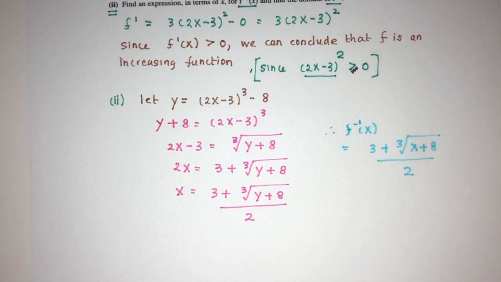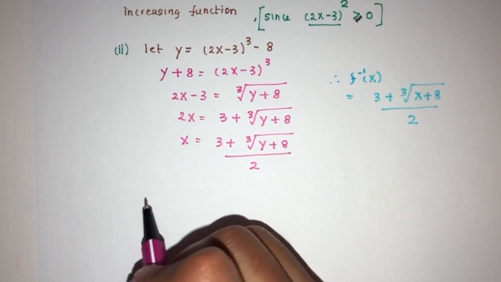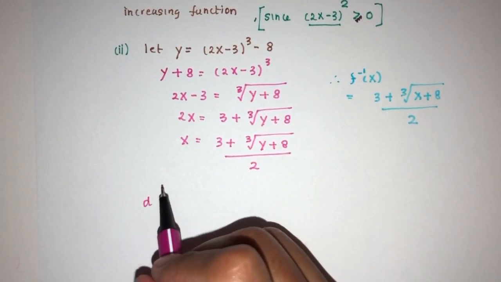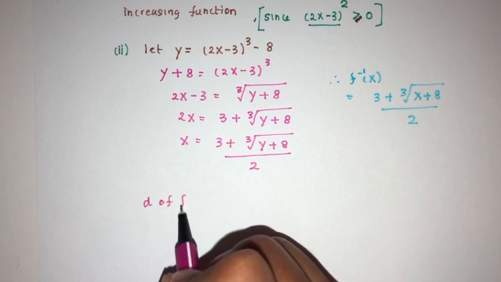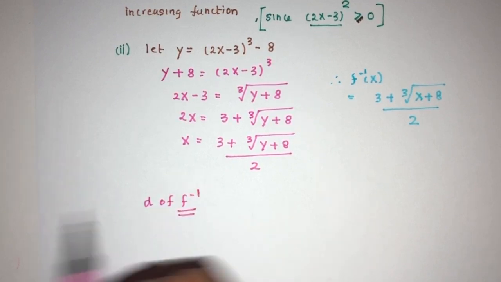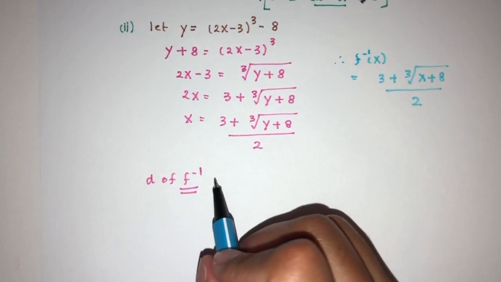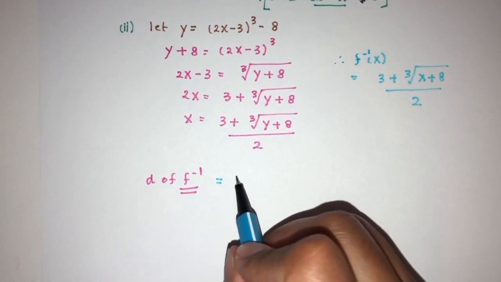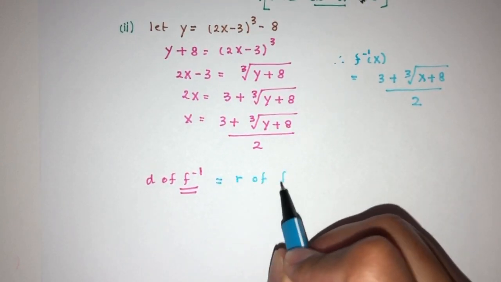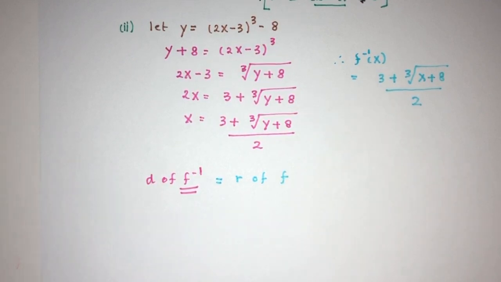Part 2, we have to find next the domain of f inverse. So to find the domain of f inverse, we can just look at these values, or we can look at it the other way as well. We know it has to equal the range of f. This is always going to be true. The domain of f inverse will be the range of f. So let's have a look.